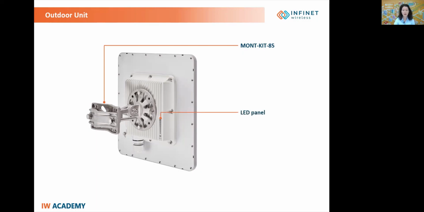The LED panel includes the power indicator, which is yellow when a 10 or 100 megabits per second wired connection is available, or green when the 1 gigabit connection is available. The other indicators are used to show the signal strength for easy antenna alignment, and the more indicators are on, the better the wireless connection is.